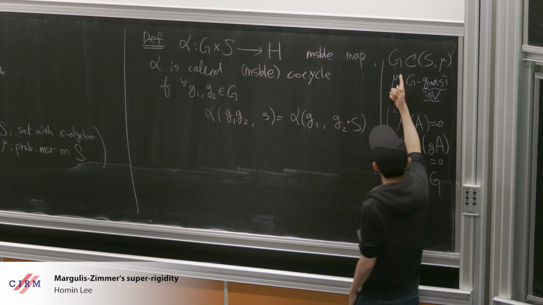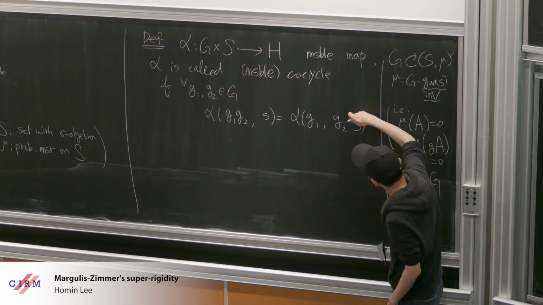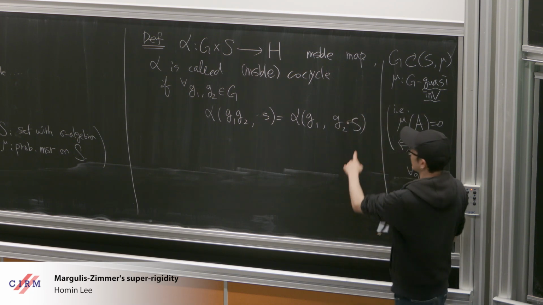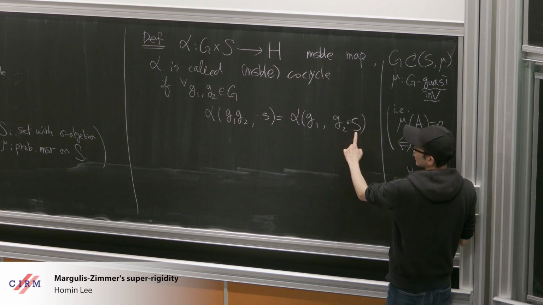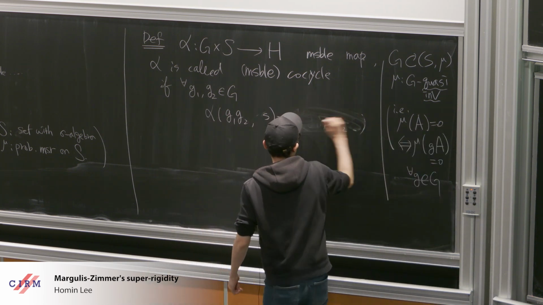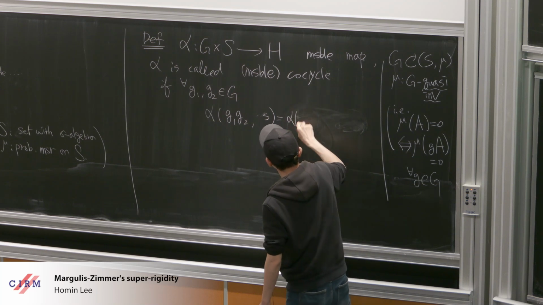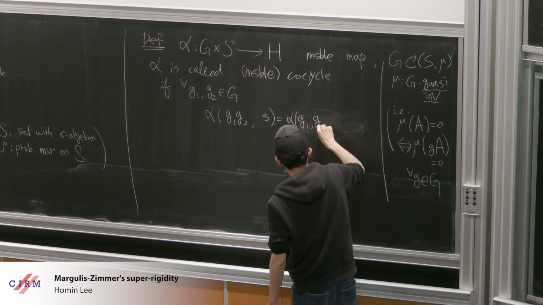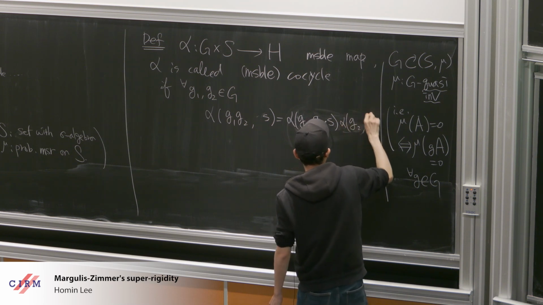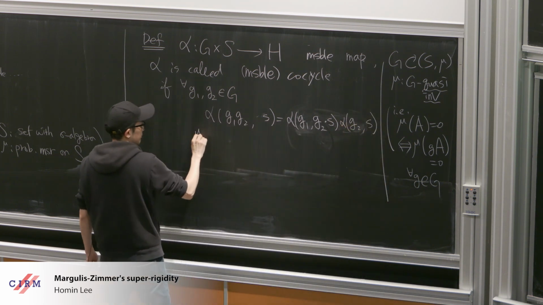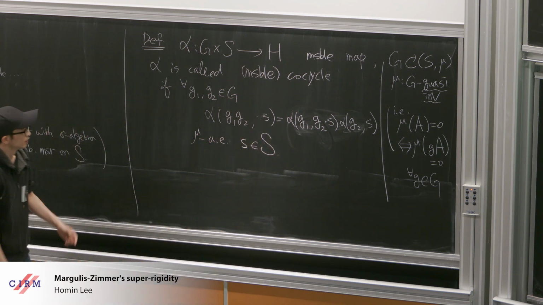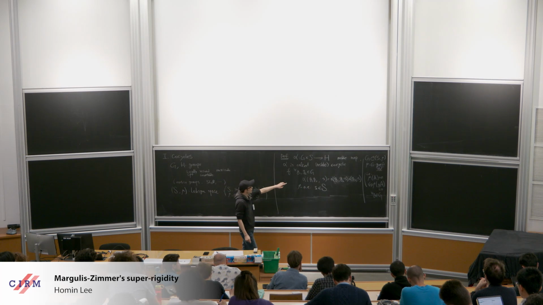So now I have an action. This central dot, I will always use for the group action. So G2 acts on S, so I can have this, but now this is not the end of the equation. I want to say that alpha of G1 G2, S equals alpha of G1 comma G2 dot S times alpha of G2 comma S for mu almost every S. This is called the cocycle equation.